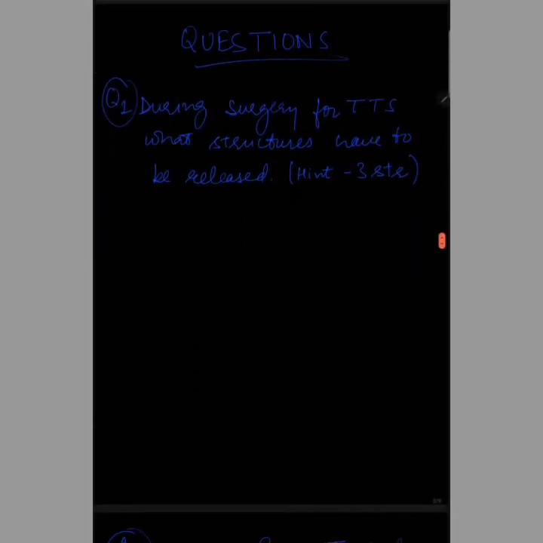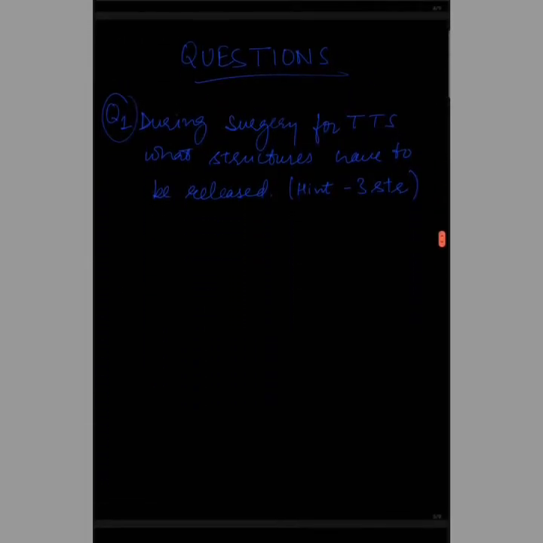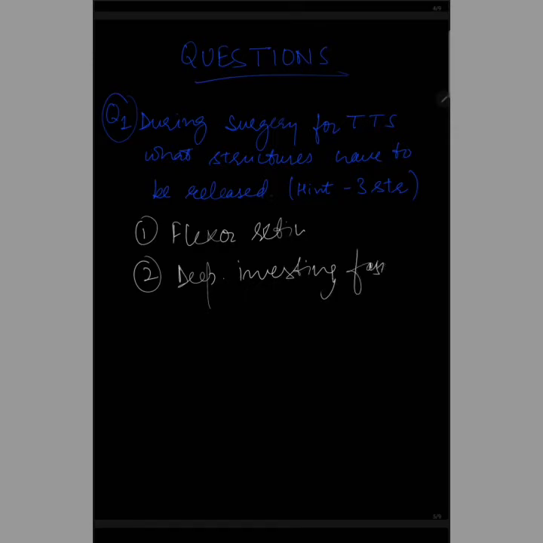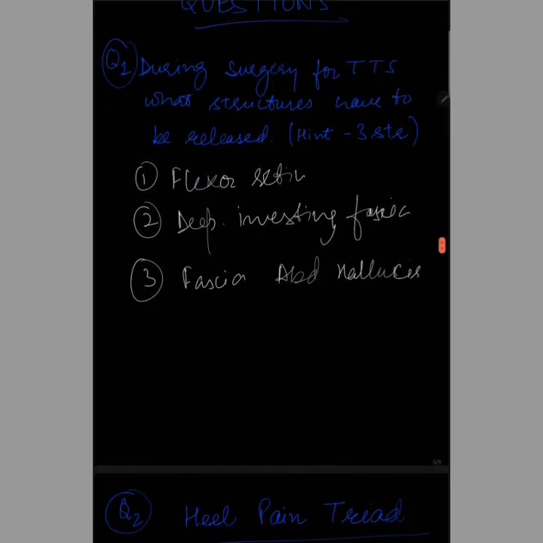Now, let's come over to the questions. The first question is, during the surgery for tarsal tunnel syndrome, what structures have to be released? The hint here is you have to release three structures. Firstly, the flexor retinaculum itself, easy to remember. It forms the roof of the tunnel. Secondly, you have to release the deep investing fascia of the leg. And thirdly, the fascia overlying the abductor hallucis muscle. Usually there are both superficial and deep fascia overlying this muscle, and you have to release them both.